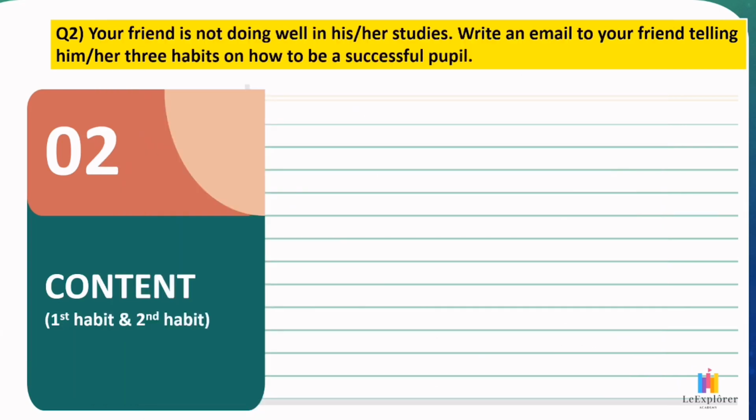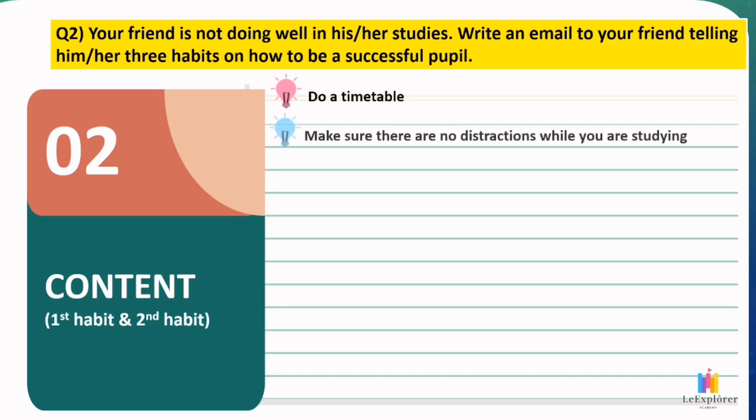Now back to the question. The first habit, do a timetable. The second habit that you have chosen, make sure there are no distractions while you are studying. You're going to write these two points in paragraph 2. How are you going to start? Maybe you can start with the word firstly, 就是首先. What do you want him or her to do?